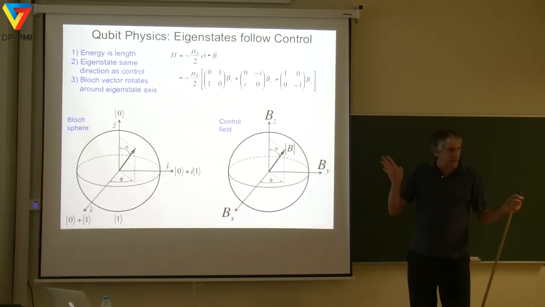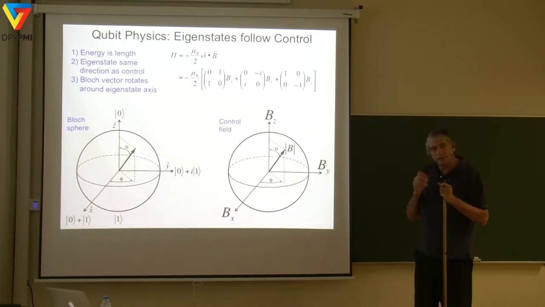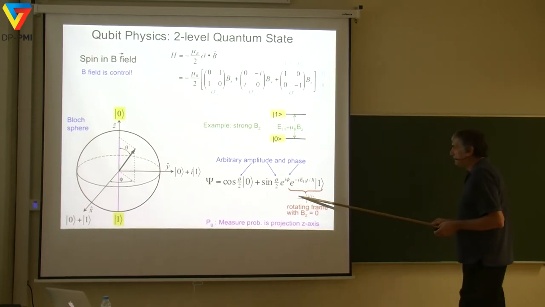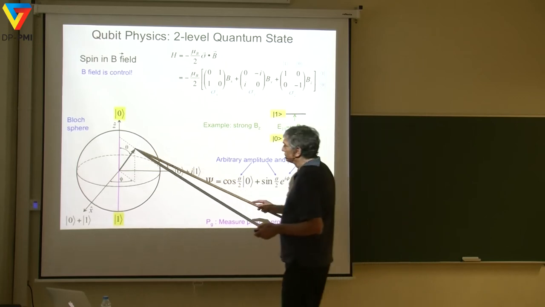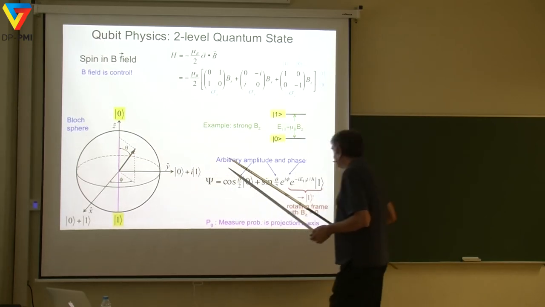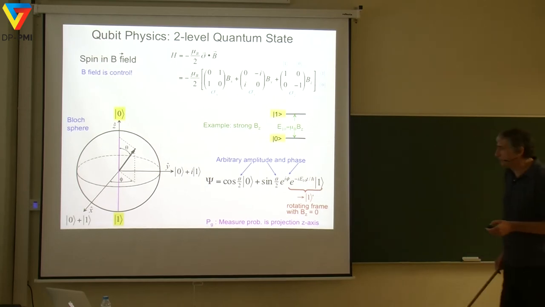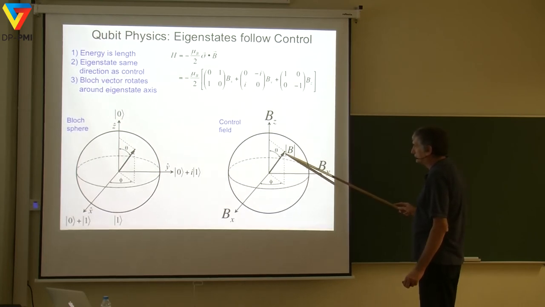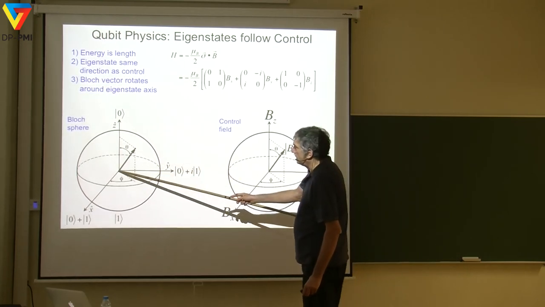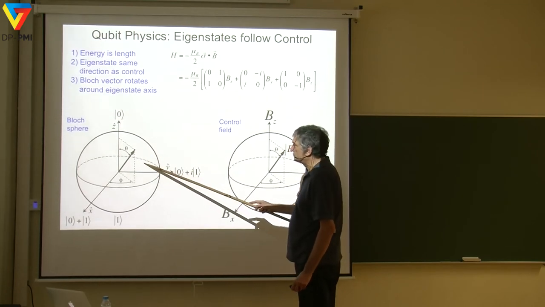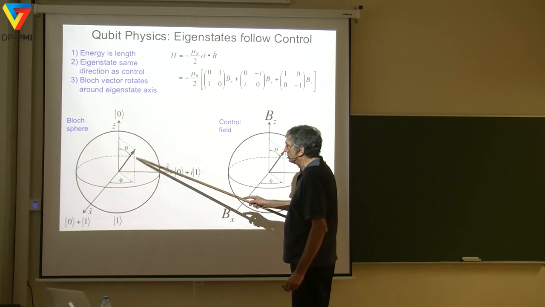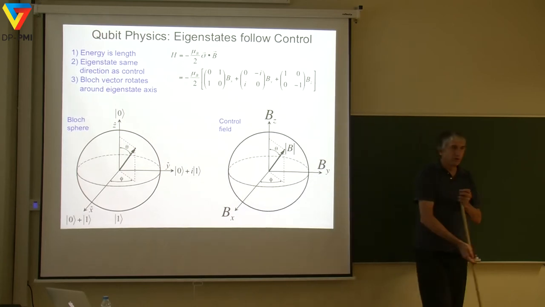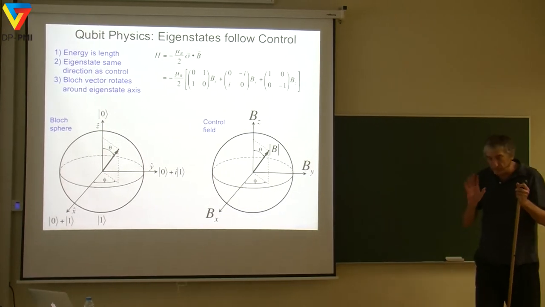So this is really kind of a useful thing. The other useful thing is, remember in the last slide, I said that when you had a B field in the Z direction, this rotated around at e^(iωt), with ω equal to the energy over h bar, at that frequency. It means that now with a B field control in this direction, and you have a Bloch vector pointing away from this direction, the time dynamics will be to rotate around that eigenvector with this frequency. Okay? So this is really useful.